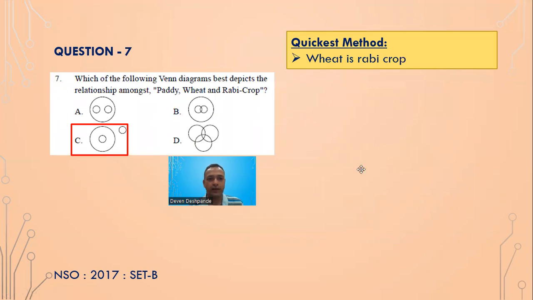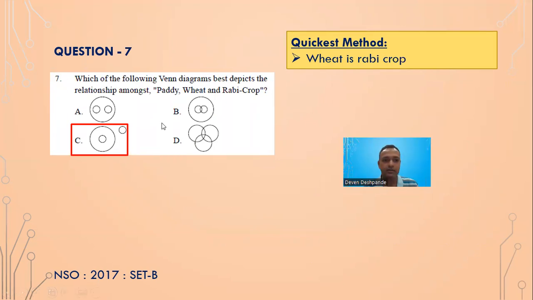Which of the following Venn diagrams best depicts the relationship among paddy, wheat, and rabi crop? So what is a rabi crop? Wheat is a rabi crop, isn't it? But paddy is not a rabi crop, it's a monsoon crop. So paddy will be outside of this Venn diagram, but wheat is a rabi crop.